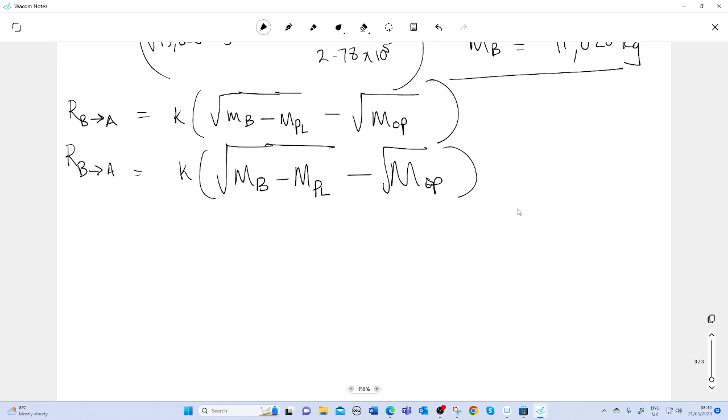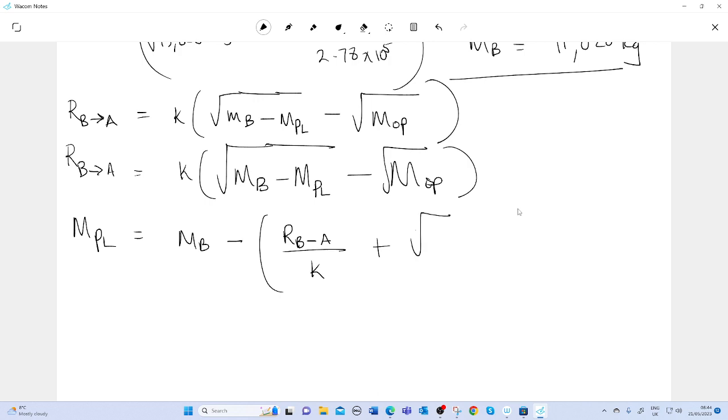So from here we can pull out the mass of the payload. So the mass of the payload equals MB minus the root of MB minus RB to A over K plus the root of MOP, squared.